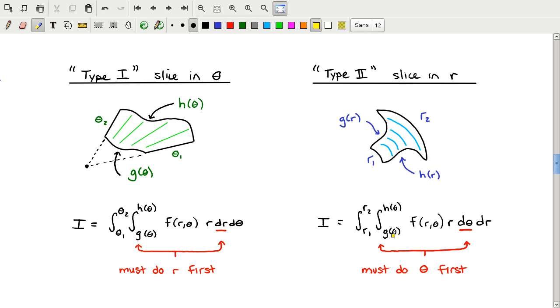So the way I've drawn it should be h of r to g of r d theta, and r goes from r1 to r2. And in this situation, we must do the theta integral first because the bounds on theta depend on r. And so instead of r dr d theta, in this situation, we have to write r d theta dr.